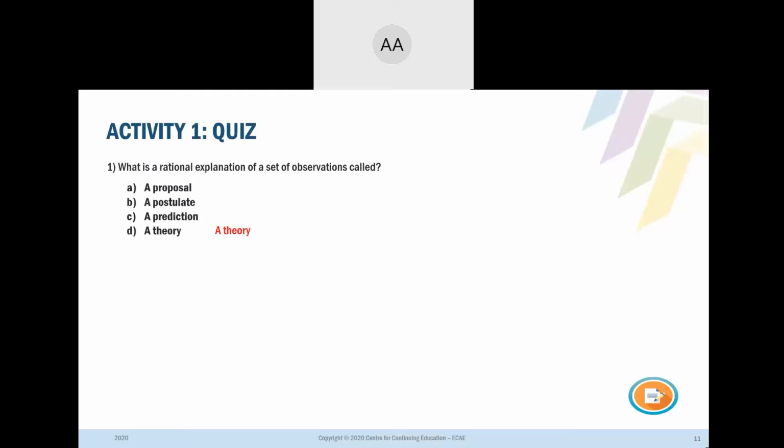Remember, we were talking about hypothesizing and gathering empirical data. So it's a rational explanation when we think of a set of observations, put them together, and we get a theory. Okay, next.